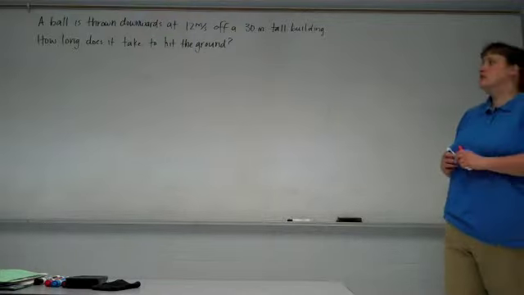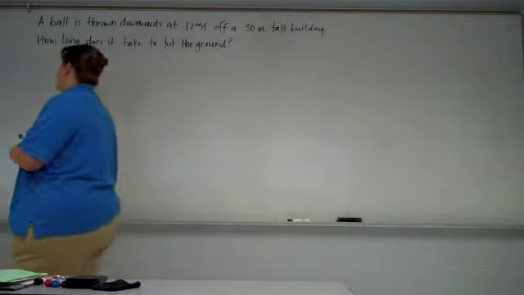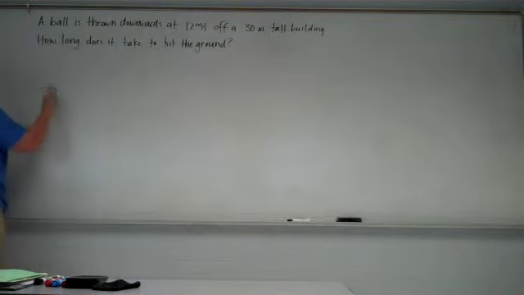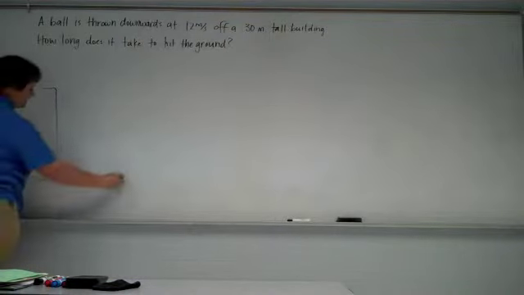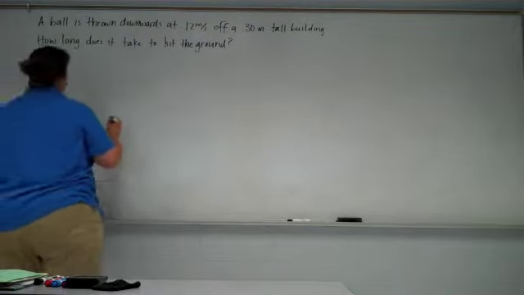So we have a ball. It's being thrown downwards at 12 meters per second off a 30-meter tall building. How long does it take to hit the ground? So here's our ball, headed downwards, 12 meters per second. I'm assuming the ball is approximately 30 meters off the ground. So even if I was throwing it, that 1 meter is not going to have a huge effect. So same approach.